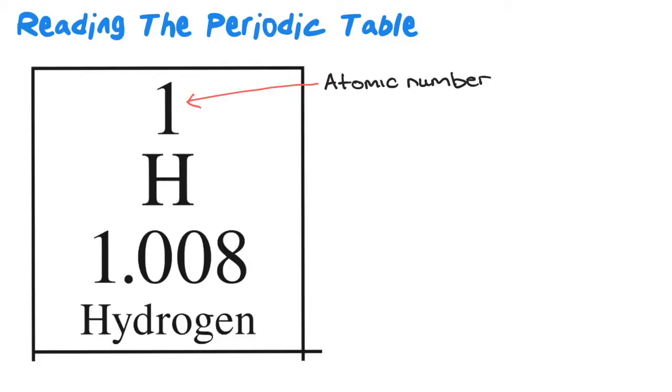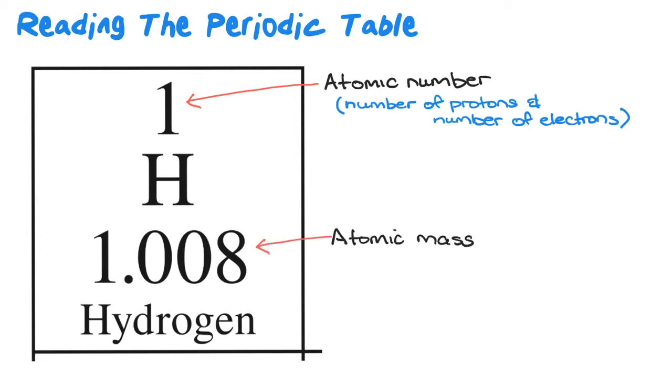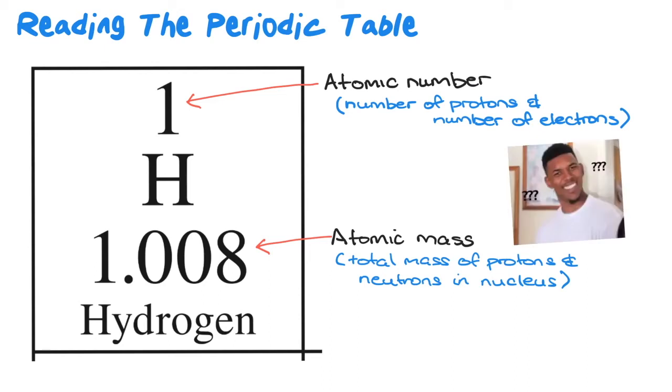The atomic number is used to identify the element. Now, this represents the proton number. Hence, this also represents the electron number. Now, the atomic mass represents the total mass of protons and neutrons. You're probably thinking why it's not a whole number.